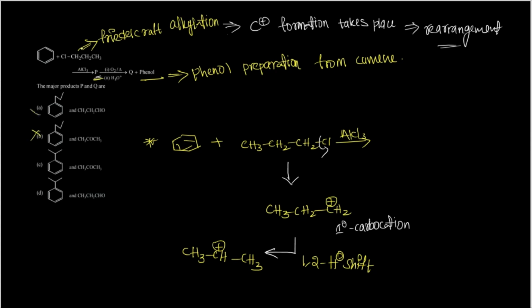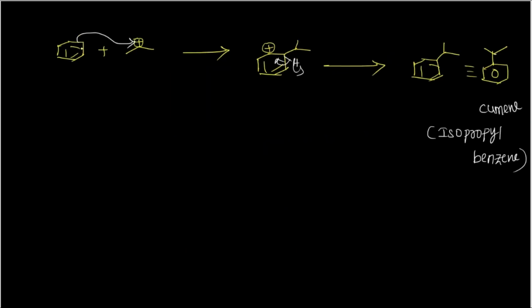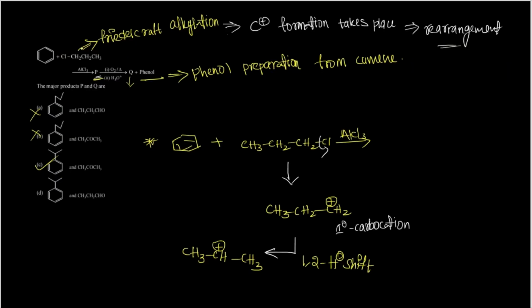So we can eliminate these two options. So let's check for Q. If you know this preparation, you can directly get the answer. Q will be acetone. As we know, in this phenol preparation from cumene, we will get acetone and phenol. So you can directly tick mark this answer, but let me explain that also. So here we have got cumene, right? Now we are doing oxidation, O2 in the presence of heat.